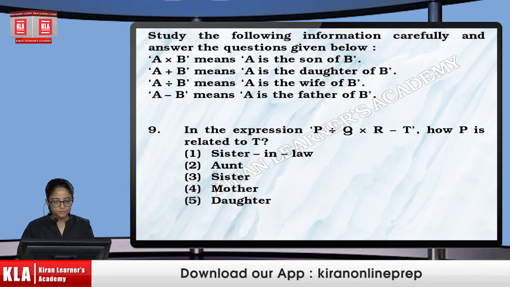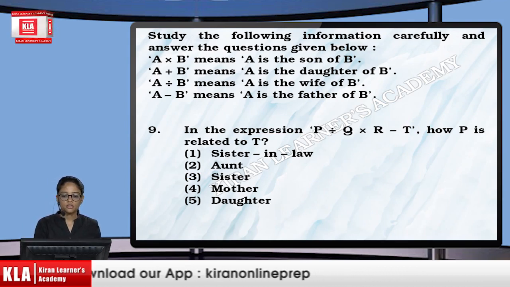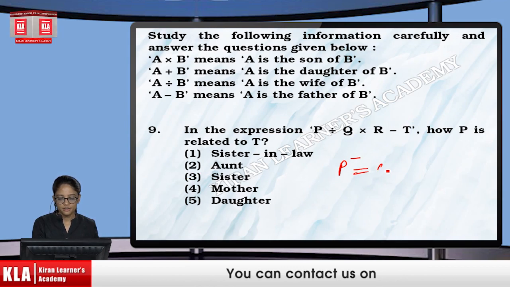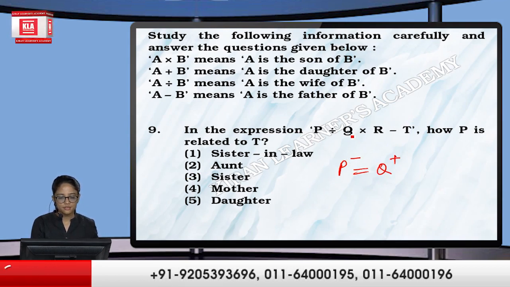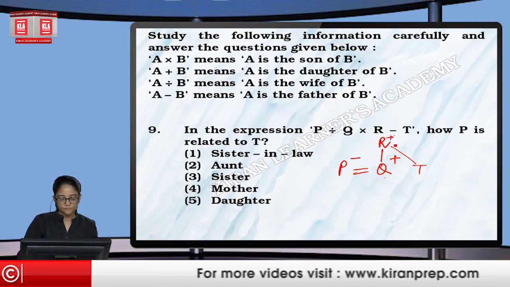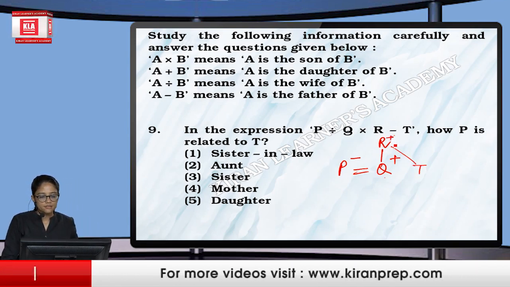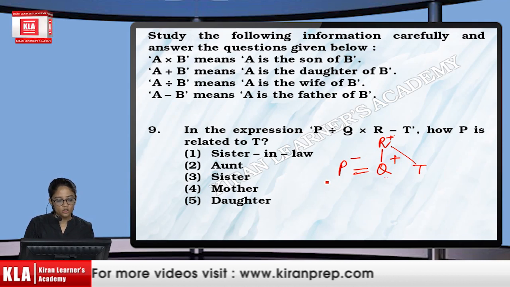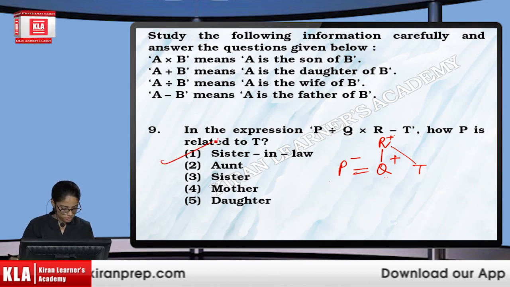Next we have the expression divide. Divide means wife. P is the wife of Q, and cross means Q is the son of R, and then minus means R is the father of T. How is P related to T? Q is the brother and brother's wife is sister-in-law, so the answer is first.